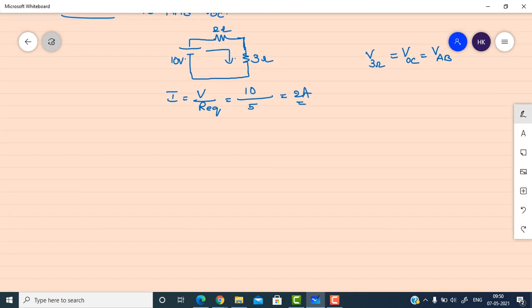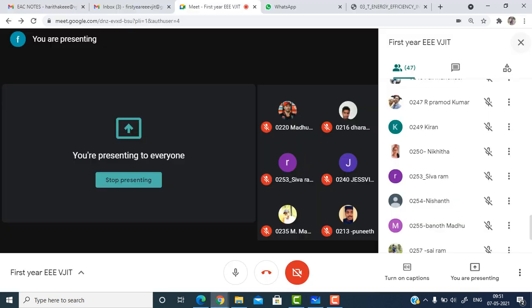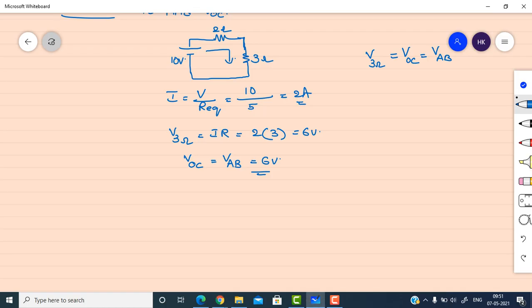Find out the voltage across 3 ohm resistor. Voltage across 3 ohm is V is equal to I into R. The current value is 2 amperes and the resistance 3 ohm resistor. So 2 into 3, 6 volts. So therefore your open circuit voltage or the voltage between the A and B terminals is 6 volts. So now we got the open circuit voltage. Next step, what we have to do?